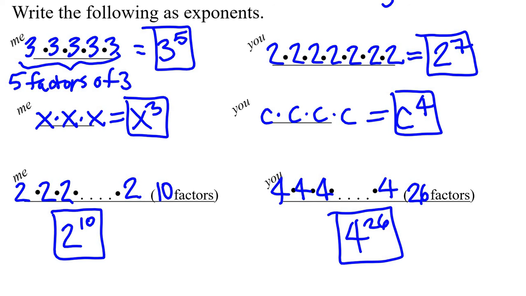All right, so if you did this right, you should get C to the 4th. And for this one down here, you should have gotten 4 to the 26th. And that is all of the notes that we took in class today. There was also a homework assignment, so I'll send that out as well, and along with an answer key.